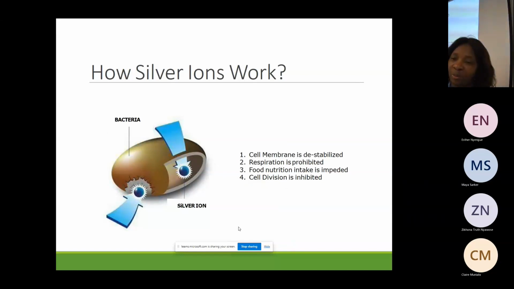And they attack the cell membrane of the bacteria, which affects the respiration of the bacteria, and then the nutrition intake is impeded by these silver ions, and then cell division is also inhibited. So if it is inhibited, these microbes can't grow, and if nutrition cannot be reached, which includes moisture and all the stuff, the microbe will just reach a point where everything is depleted and then it just dies off.